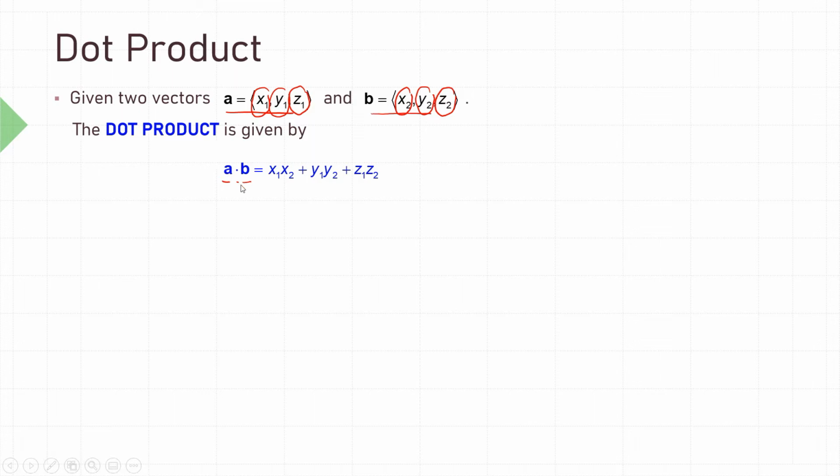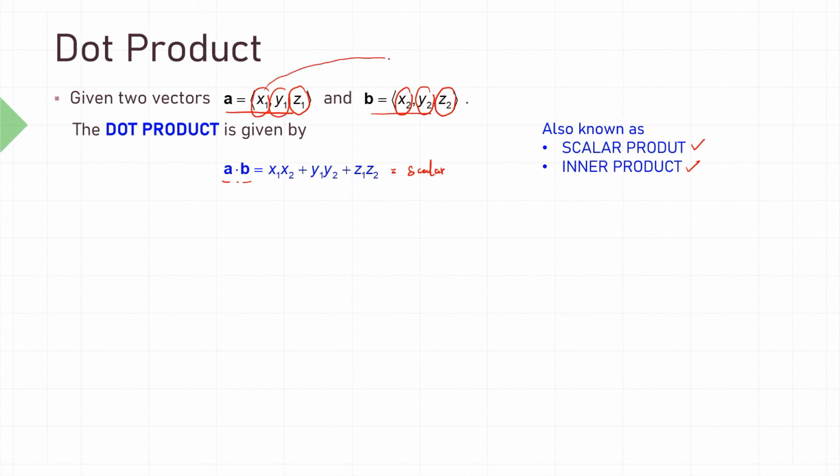We also know that the dot product is sometimes known as the scalar product, because when we multiply the components and then add them, we get a number. So this is actually a scalar because we get a constant number. It is also sometimes called the inner product. Why? Because we multiply the inner components: x1 with x2, y1 with y2, and z1 with z2.